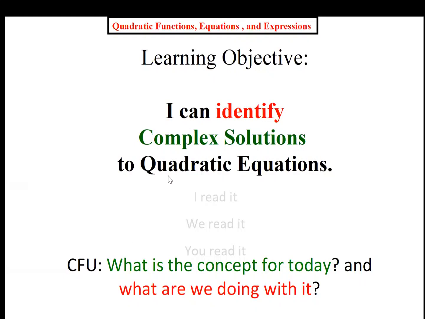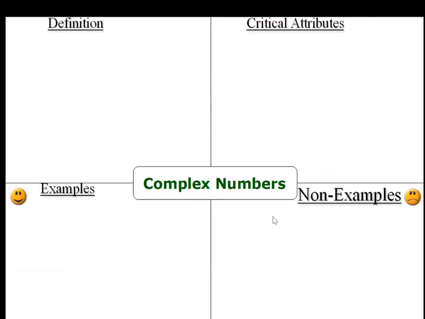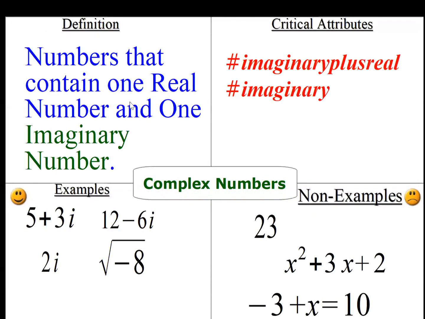So here we go. So complex numbers. In your own words, give me a definition, one example, one non-example, and a hashtag. You got 1 minute. Ready? Go. So in your own words, you should have said something to the effect that one real, one imaginary, an example, non-example, and a hashtag. Yeah? All right, good. All right, so set that aside.